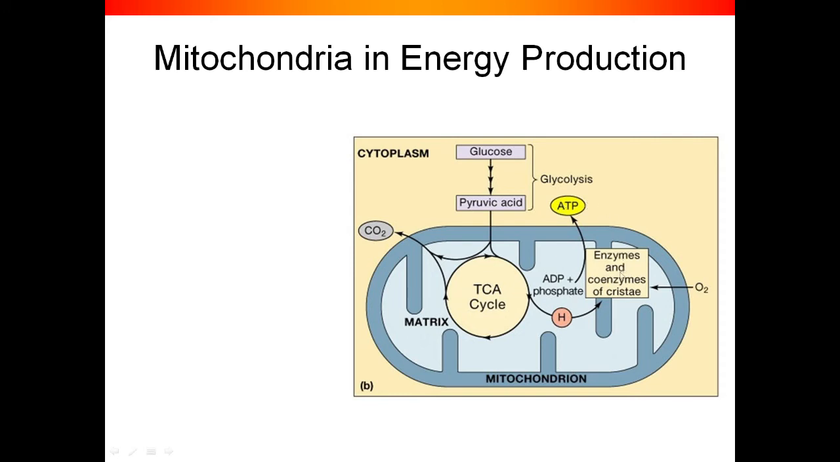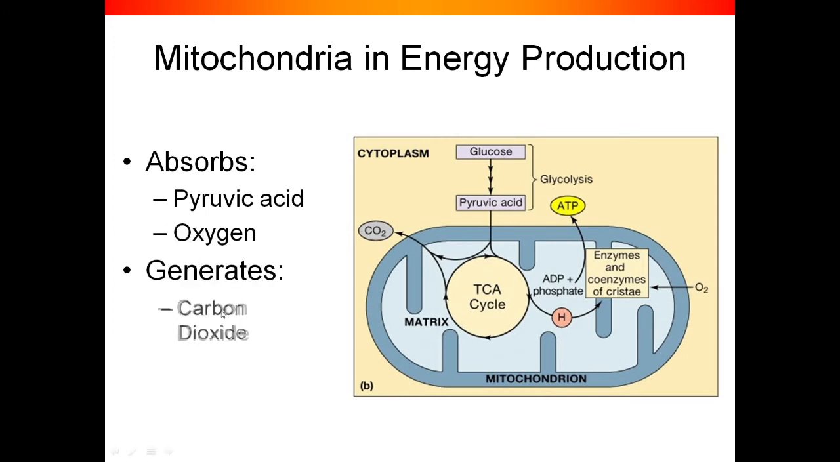Okay, also a byproduct of this cellular respiration would be carbon dioxide, and this carbon dioxide needs to be dealt with by the body and discarded from the body. Otherwise, if carbon dioxide stays in the body, it increases the acidity of the body fluids, which can, of course, alter the function of the body. Okay? So, mitochondria will absorb pyruvic acid and oxygen and generate our friend ATP and carbon dioxide.